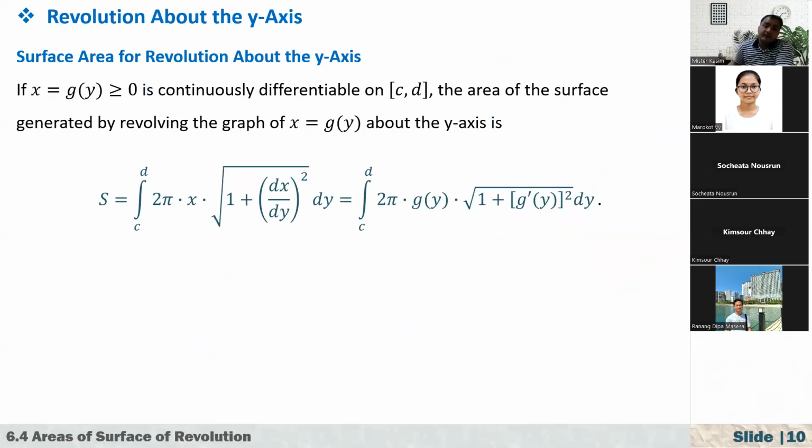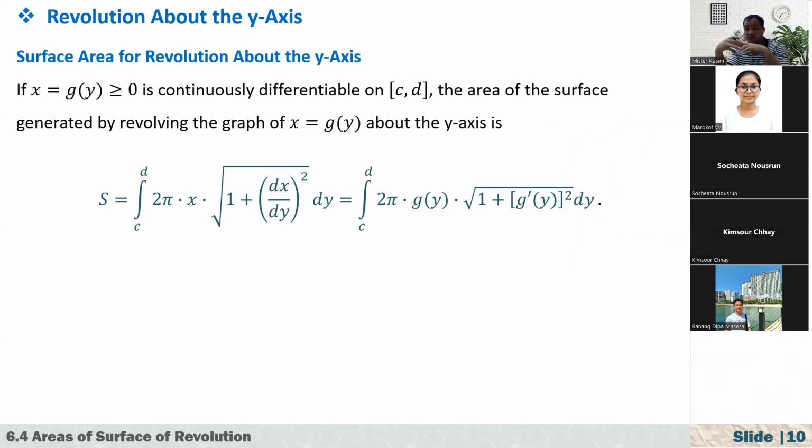Now, another thing is, how about surface area of revolution about the y-axis? How about if you revolve that piece of curve or arc not about the x-axis, but about the y-axis? At that time, we will have something that is vertical, right?